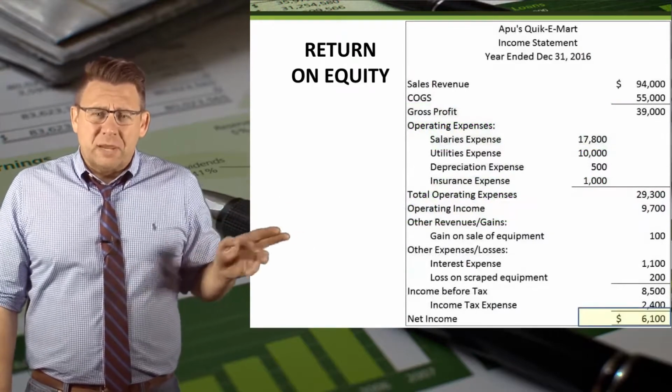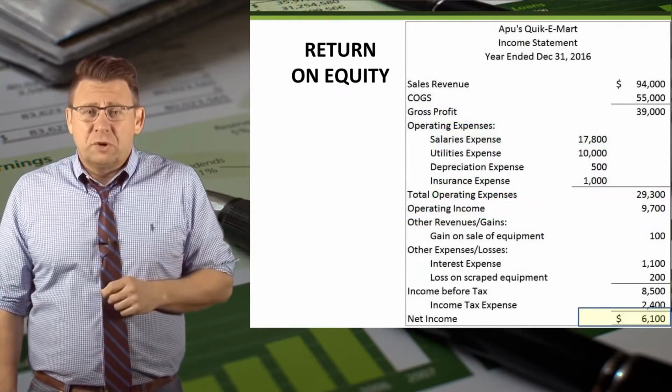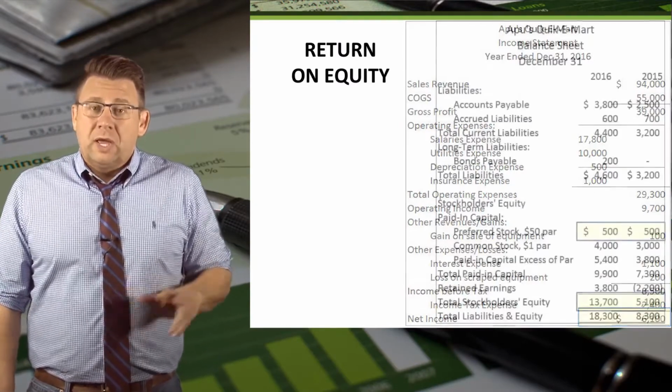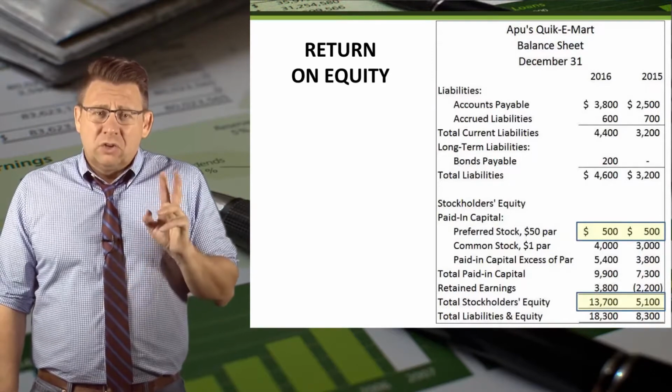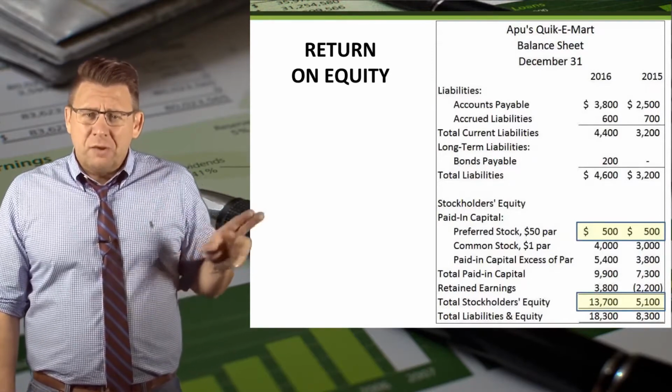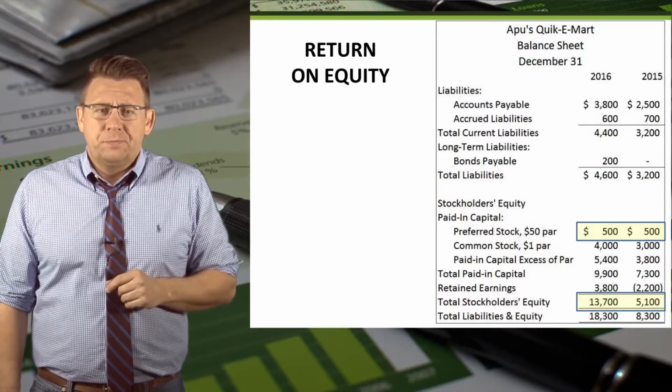Here is an income statement from our sample company. We'll use the highlighted net income to determine the return on equity. And here's a balance sheet from our sample company. We'll use the highlighted total stockholders' equity and preferred stock to determine the average common equity.